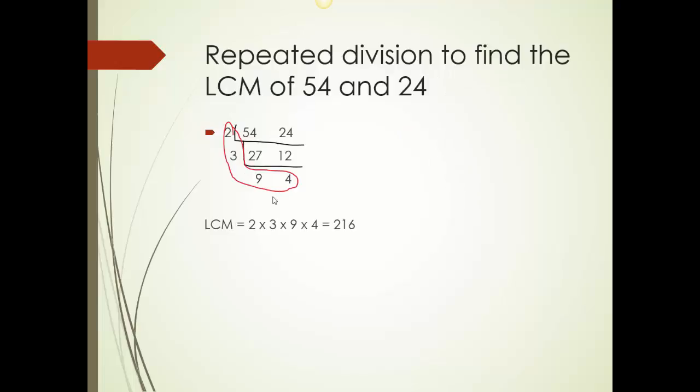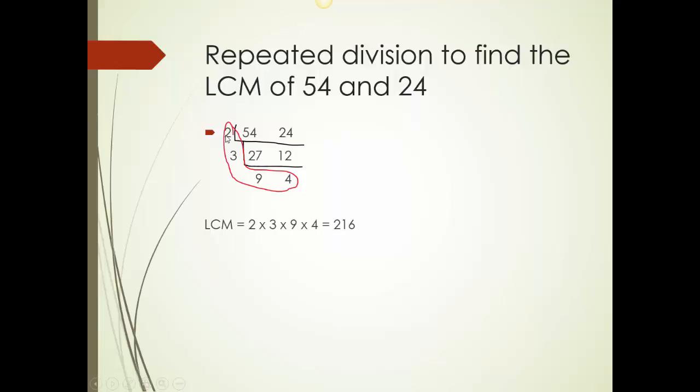Let's look at repeated division, just so we can jump there because I really do prefer this method. So here I have 54 and 24, and the first thing I see is, well, 2 would go into both. So 2 goes into 54, 27, 2 goes into 24, 12. 3 goes into 27 9 times, 3 goes into 12 4 times. So now that I'm done, 9 and 4 have nothing in common.